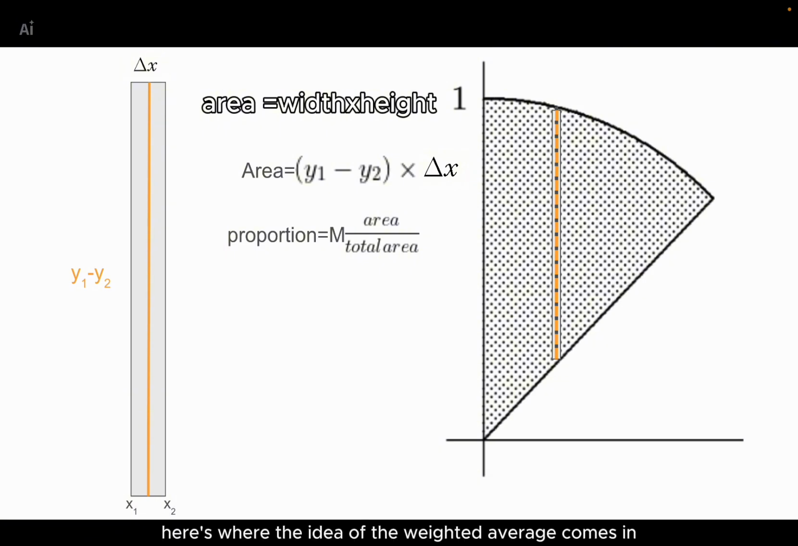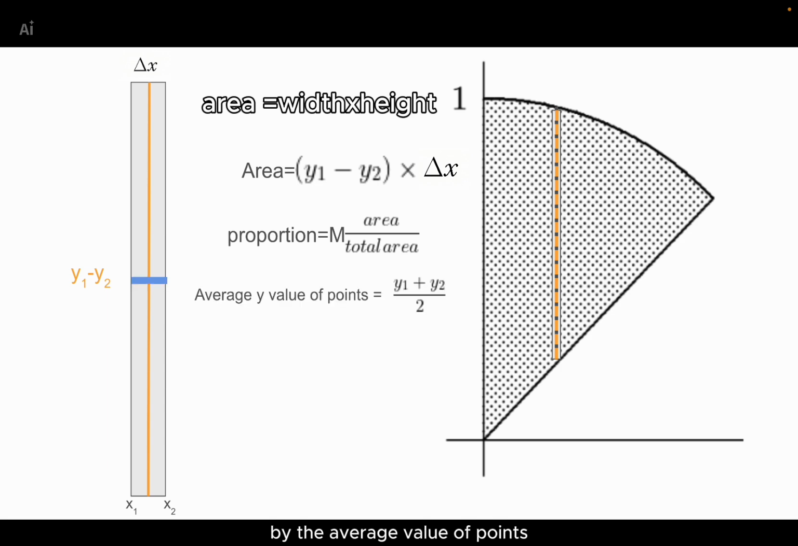Now here's where the idea of the weighted average comes in. Now that we know the proportion of points, we want to find out how much it contributes to the total sum. We can do this by multiplying the proportion by the average value of points, which would be simply y1 plus y2 divided by 2.